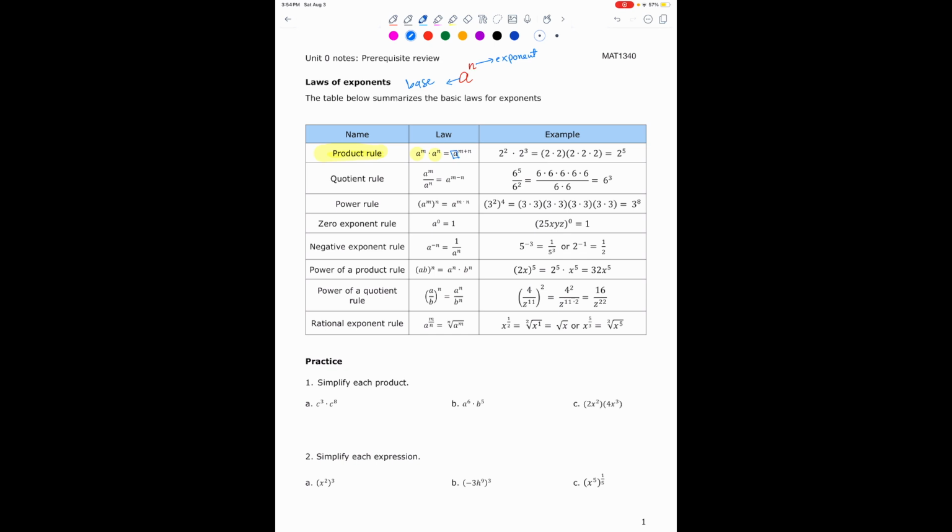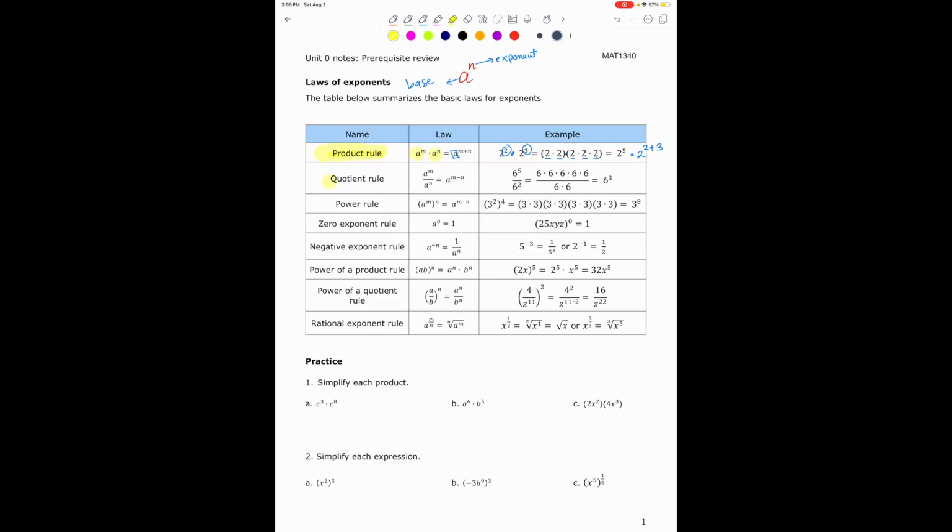It means that, for example, if you have 2 raised to the second power times 2 raised to the third power, you have 2 times 2, that is 2 to the second power. This is what it means, times 2 to the third power, which means you multiply 2 by itself 3 times, 1, 2, 3 times. Now, if you combine these two by multiplication, you will notice that you have 1, 2, 3, 4, 5 2's multiplied with each other, which will be written as 2 to the fifth power. And that is the same as 2 raised to the 2 plus 3, the original exponents. So that is what the product rule says.